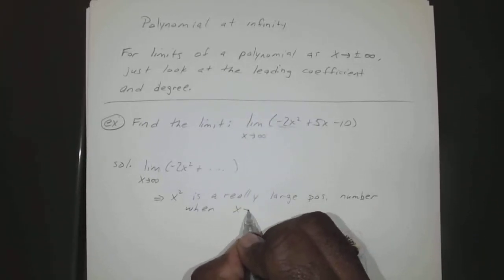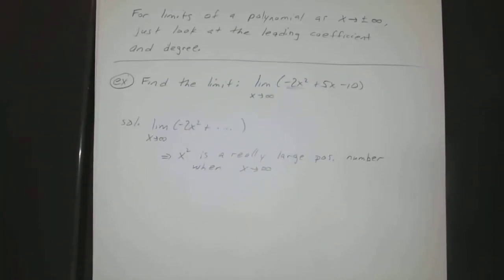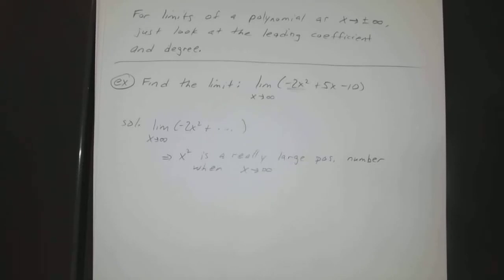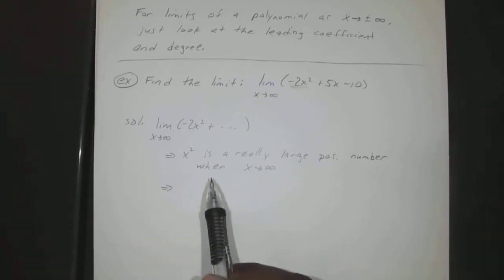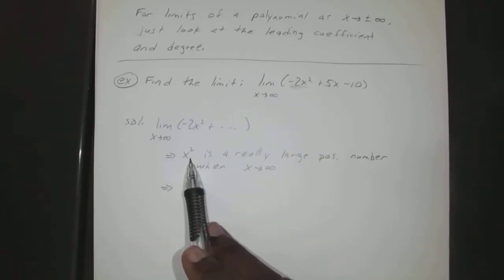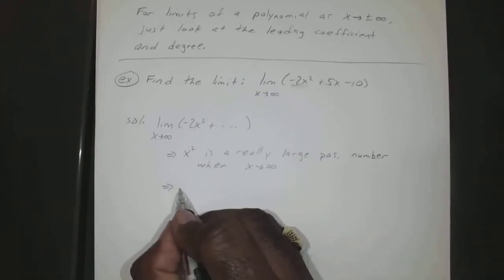When x approaches infinity. Okay. So as x gets bigger and bigger and bigger, x squared just keeps getting bigger and bigger and bigger, and you know it's positive. Okay. So now we have that really big positive number from x squared, and we're going to multiply it by negative 2.